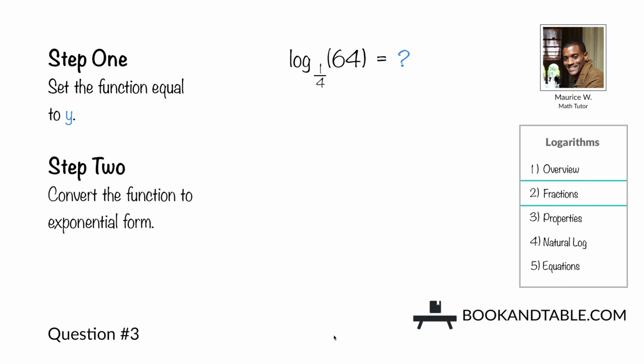Let's now have a look at question number 3. We want to evaluate the log of a base of 1/4 of 64. Step 1, we want to set the function equal to y. And now step 2, we want to convert the function to exponential form, which will give us 1/4 raised to a power of y is equal to 64. And 64 is equivalent to 64 over 1. So now we have fractions on both sides.